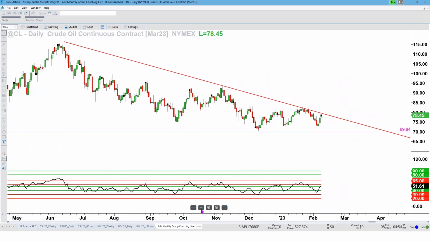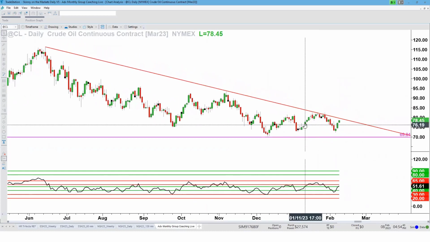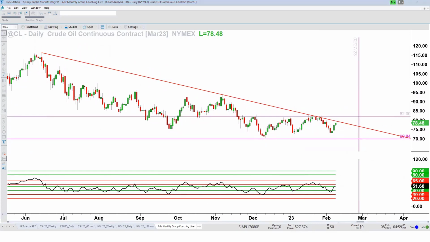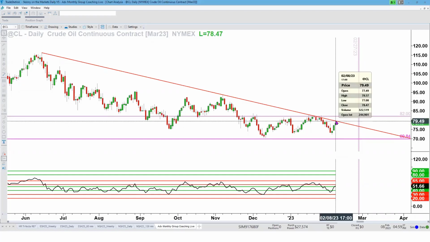Based on the recent action, in the short term at least, there are some forecasting techniques we can put to use. All right, so now we have a forecast on oil to reach $82 by February 27th, based off of the current information presented with price and time. Now, in order to get to that forecast, because that price is above this falling trend line, right? First price would have to get above this red trend line.